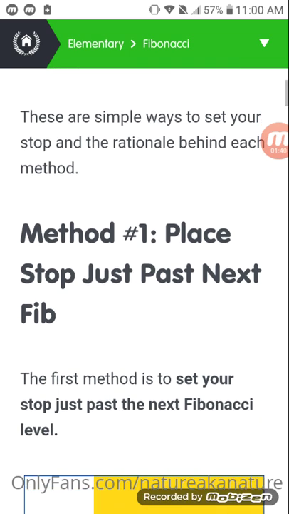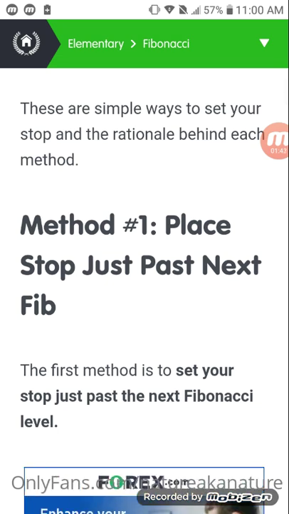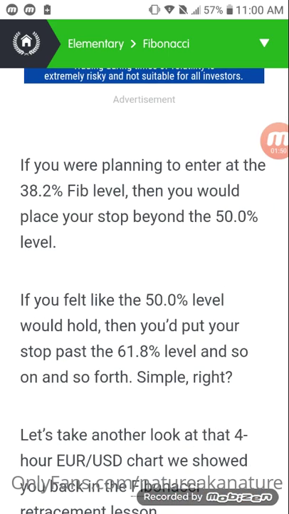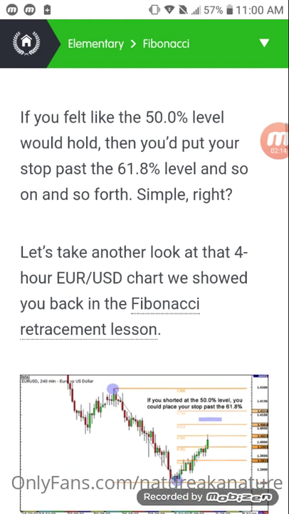Method one: place your stop just past your next fib. The first method is to set your stop just past the next Fibonacci level. So if you're planning to enter at the 38.2 Fibonacci level, then you will place your stop beyond the 50.0 level. If you felt that the 50 level would hold, then you would push your stop past the 61.8 level. You never know what the market's going to do, so you would just put it on the next level, and so on and so forth. So that's simple.